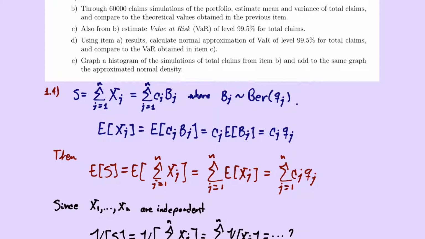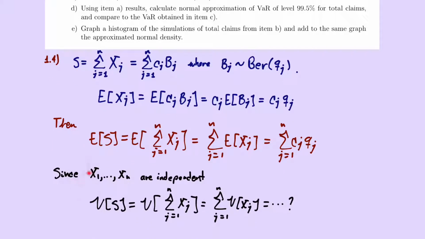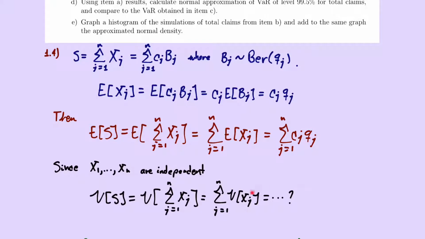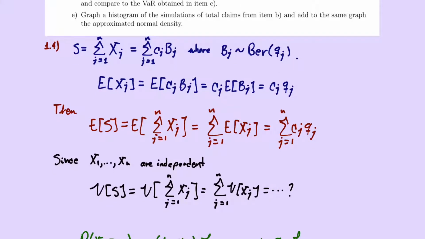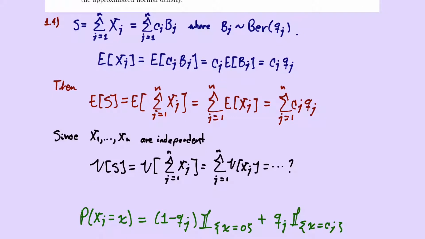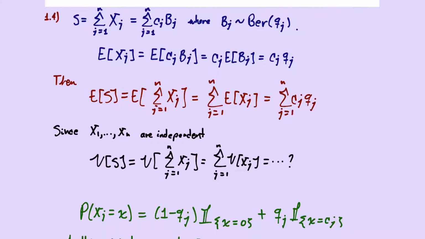And now, if we want to calculate the variance, we can do something very similar, because in this particular case, we are supposing that the random variables X1 to Xn are independent, and then the variance of S would be the variance of the sum of random variables, but since these are independent, we can compute this as the sum of the variances, okay? And you can compute the variance of the Xj random variable in a very similar way, using that Bj is a Bernoulli, and you can get the result. I won't do it because it's your homework, but it's very, very similar to what we have done for the expectation value, okay?